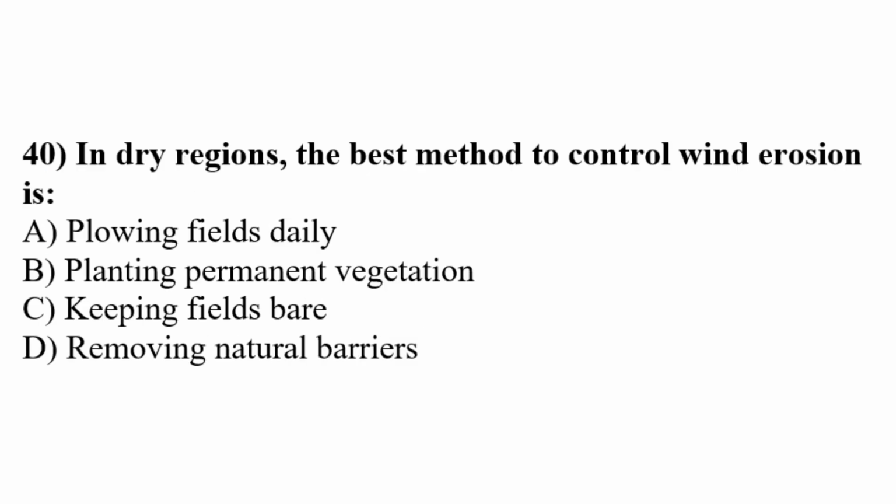40. In dry regions, the best method to control wind erosion is: A. Plowing fields daily. B. Planting permanent vegetation. C. Keeping fields bare. D. Removing natural barriers. Answer: B. Planting permanent vegetation.